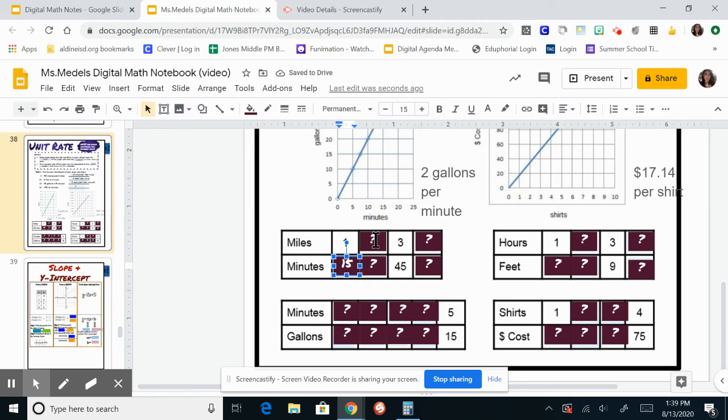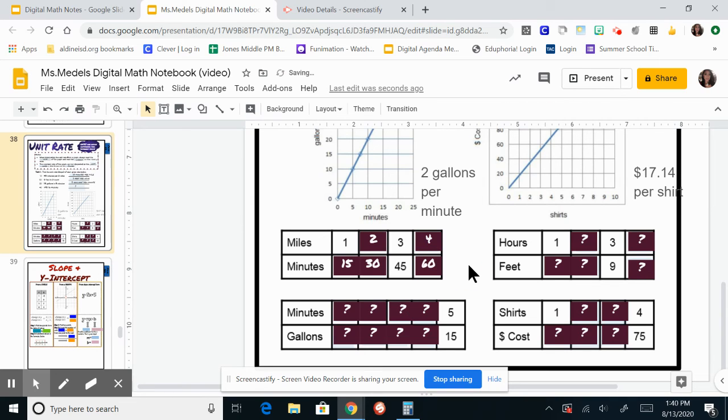So that means if I went 2 miles, so 1 times 15 gave me 15. So 2 times 15 is going to give me 30. 3 times 15 is going to give me 45. And this one obviously should be 4. And 4 times 15 should give me 60.